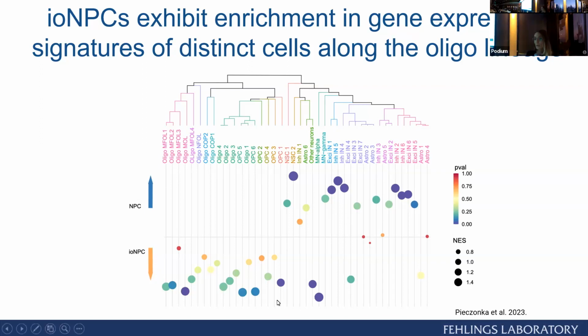And so here what we found was that the IONPCs exhibit enrichment in gene expression signatures of distinct cells along the oligo lineage. So in other words, here in the IONPC group, we found enrichment in gene signatures that correspond to myelin-forming oligodendrocytes, newly forming oligodendrocytes, committed oligodendrocyte precursors as well as mature oligodendrocytes here. Whereas on the other hand, in the NPC control group, we found that those cells displayed signatures that more closely resembled excitatory interneurons, inhibitory interneurons in more neuronal populations.